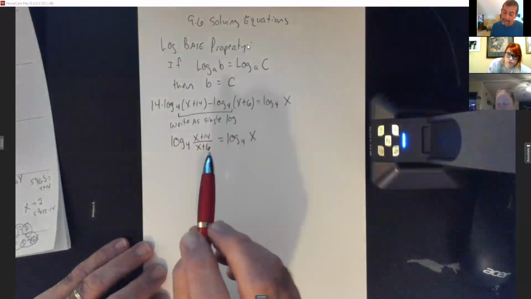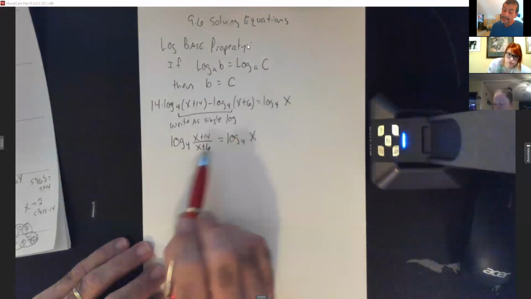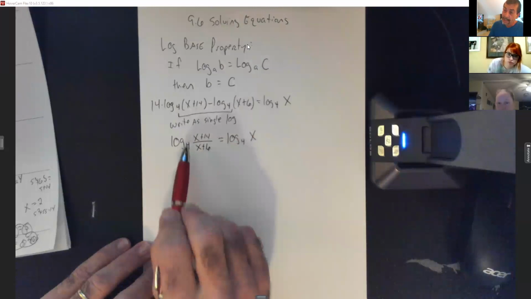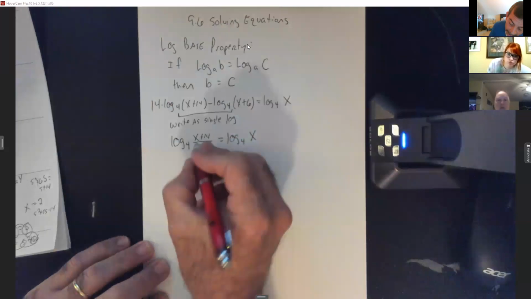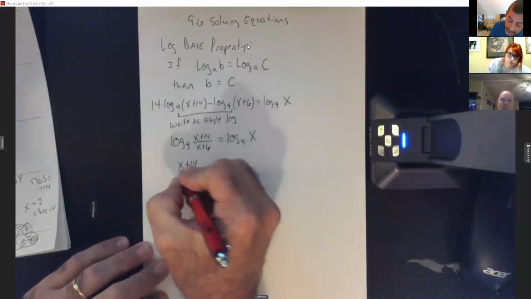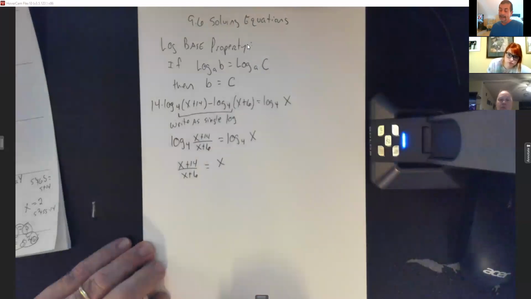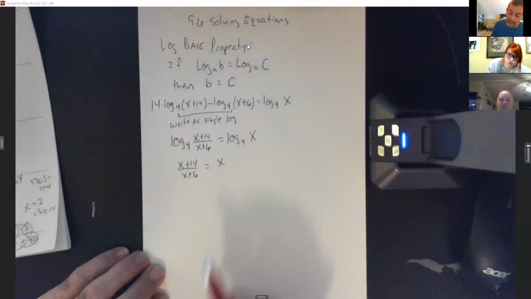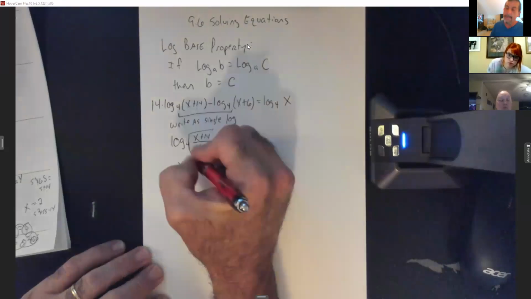So now we got single logs on both sides. They both have the same base. So now we're going to utilize the log base property. Since these logs are equal, then we know that the x plus 14 over x plus 6 has to equal the right side of the x. So once you got the logs equal, this part will equal that part now.